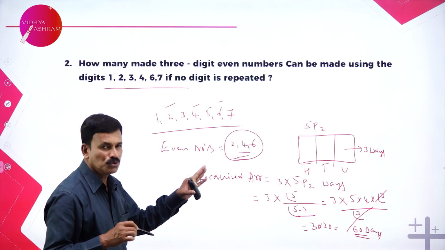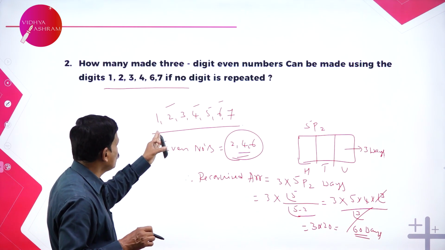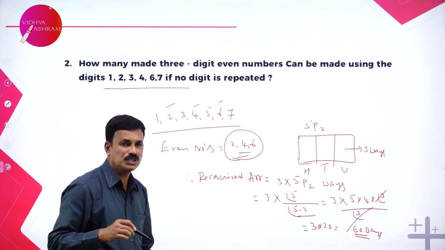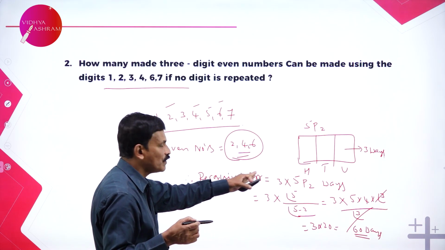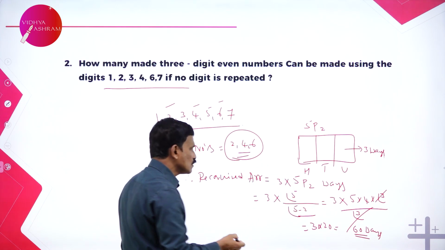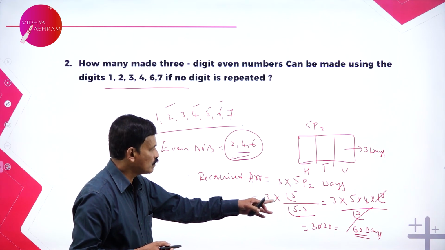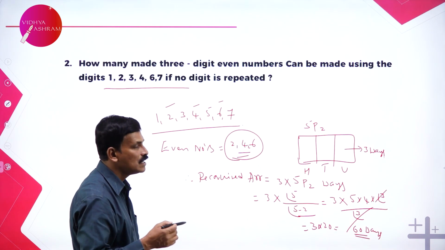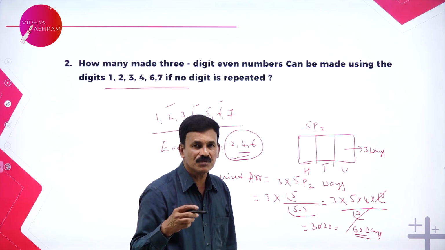And the remaining 2 places, that is the tens and hundreds place, can be filled by the remaining 5 digits, 1, 2, 3, 4, 5, with the remaining 2 even numbers. So that can be done in 5P2 ways. Therefore, the required arrangement is equal to 3 into 5P2. That is 5P2 means 5 into 4, that is 20, into 3 is equal to 60 ways. So in 60 ways we can get 3-digit even numbers from 1 to 6.